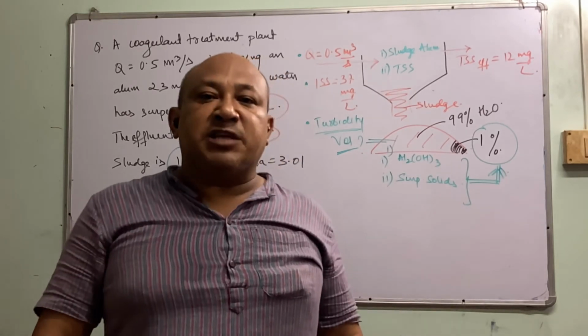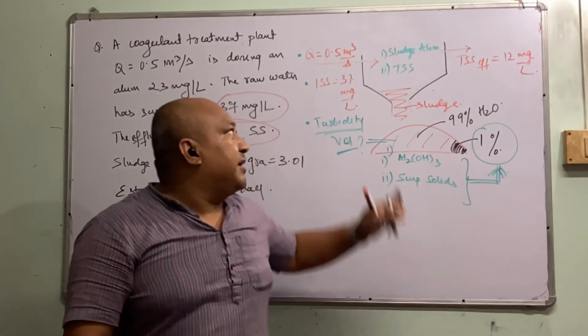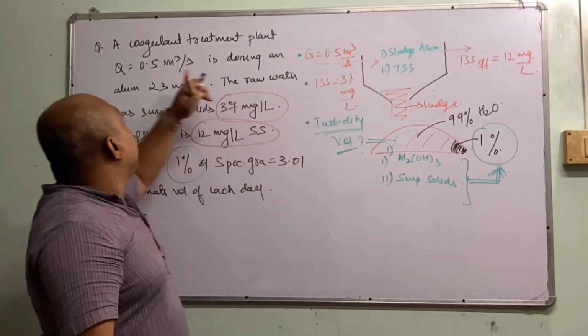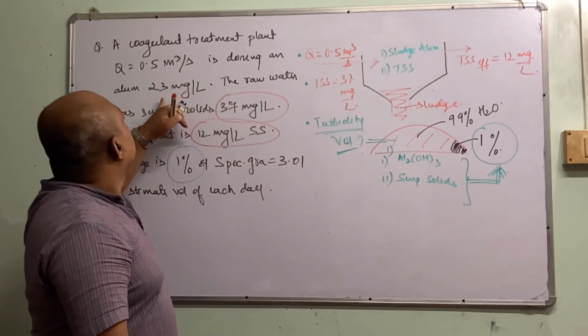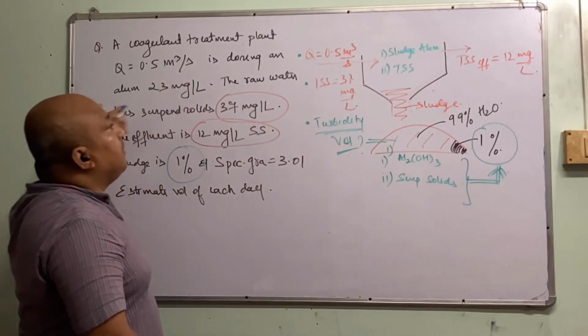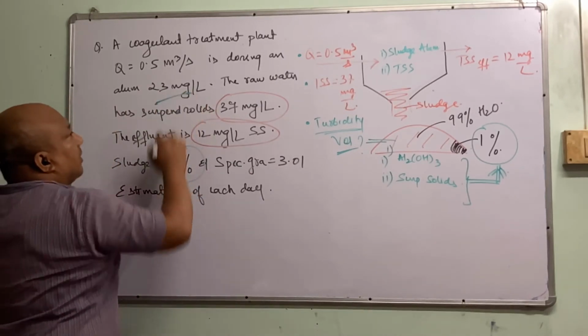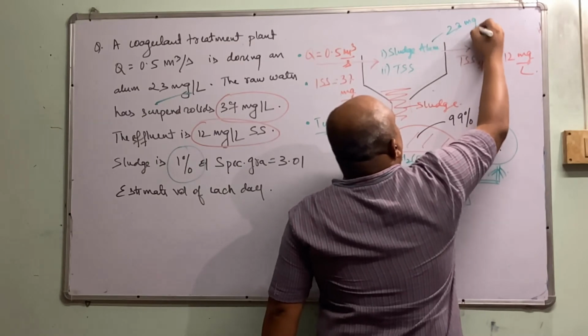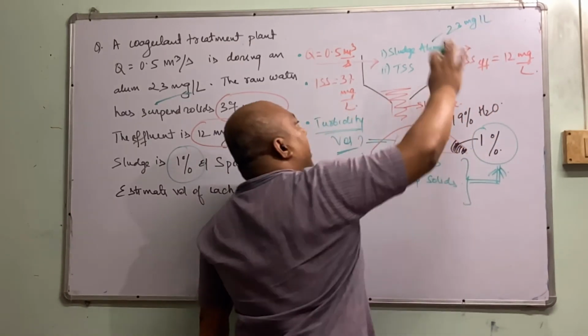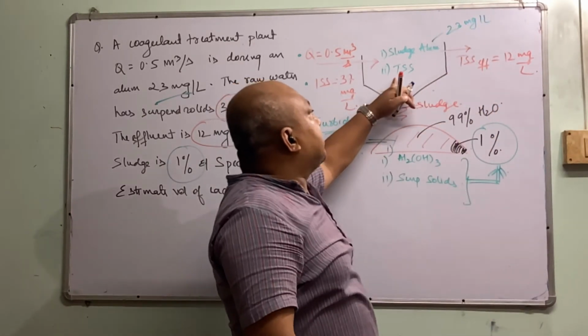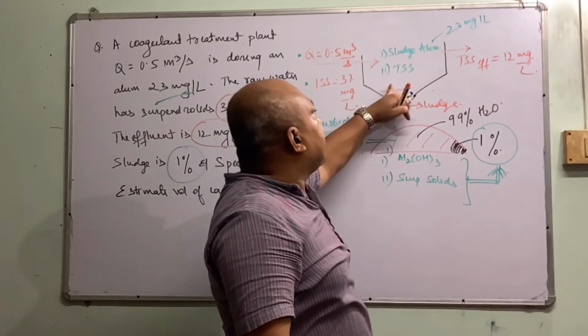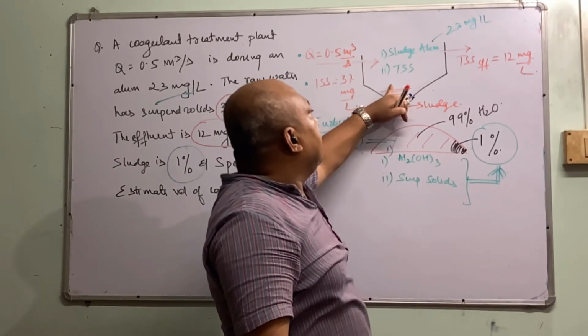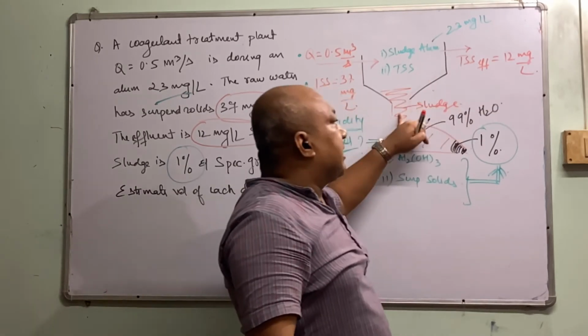How much alum is required? They have done the jar test apparatus. From the jar test, they have estimated that the alum required is 23 milligram per liter. So for every liter, 23 milligram of alum is required. And suspended solids, 37 is coming in every liter and 12 is going out. That means 25 is settled down.